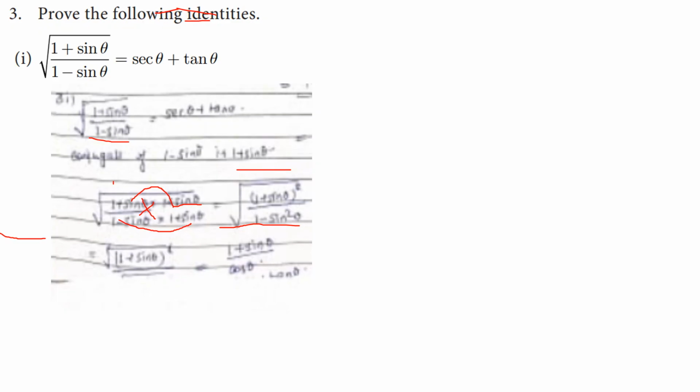So 1 plus sin theta whole squared, you write it in numerator with the square root by 1 minus sin squared theta means what?